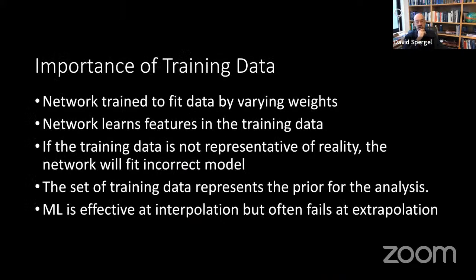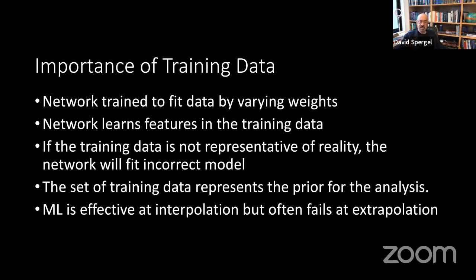In any machine learning problem, any problem involving AI, I think it is very important to think about the training data. What we are doing all the time is fitting the network by varying weights to match the training data. And what the network is always doing is learning the features in the training data.